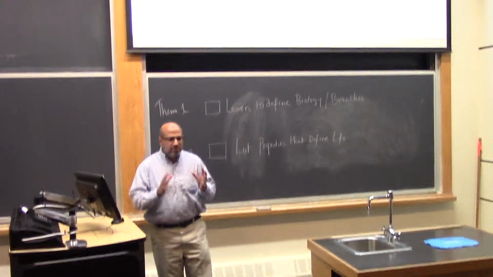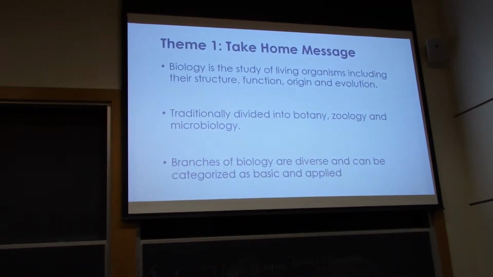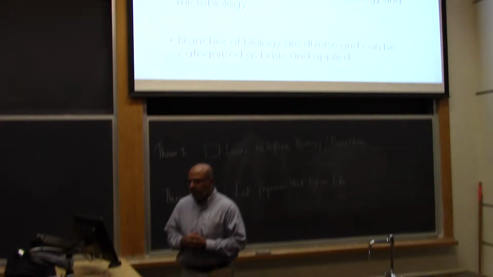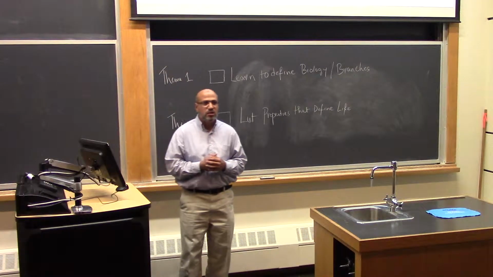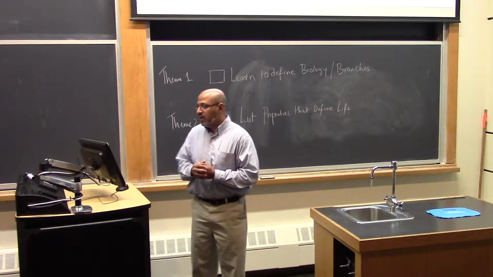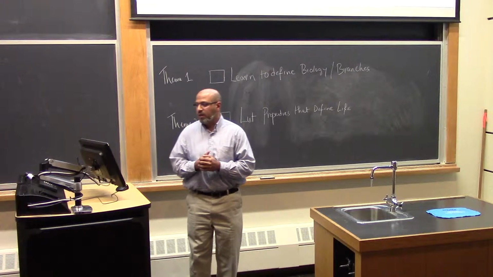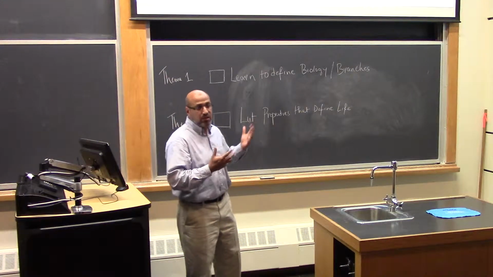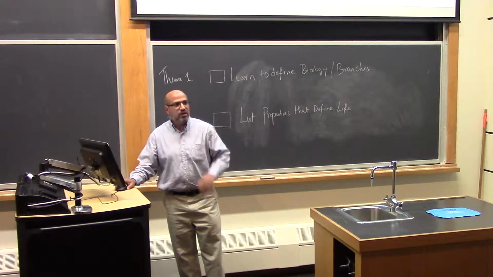So this is my first theme, pretty brief, but we needed to have this concept clear in our heads, what biology means, what its scope is. So the take-home message for you is that biology is the study of living organisms, including the structure, function, origin, and evolution, and traditionally divided into botany, zoology, and microbiology. And branches of biology can be as diverse and categorized as basic and applied. And as we saw, there are quite a few of them. So are we clear on this theme?